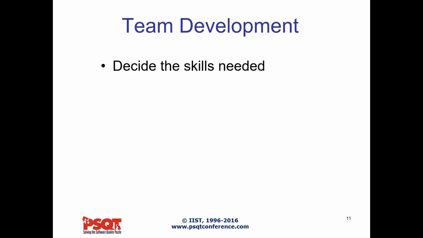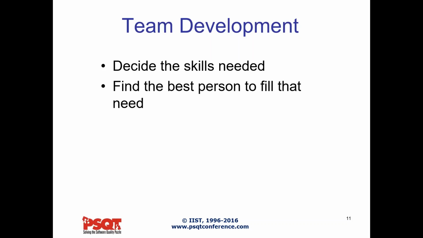So team development, you've got to decide on the skills you need. Find the best person to fill that need. You notice that, first of all, we get the need. Then we go out and find the person. But you have to define that need first. I've seen people in hiring positions that think they know what they need, but then when you start questioning them, they don't. They have a vague idea, but as an effective leader of a high-performance team, you have got to be able to define those needs in detail.